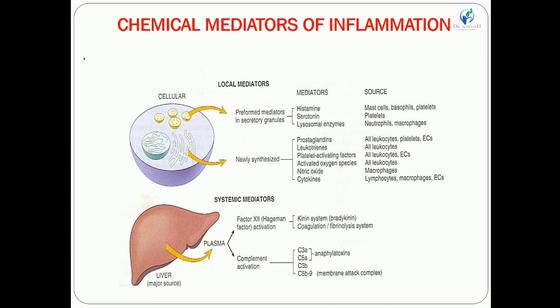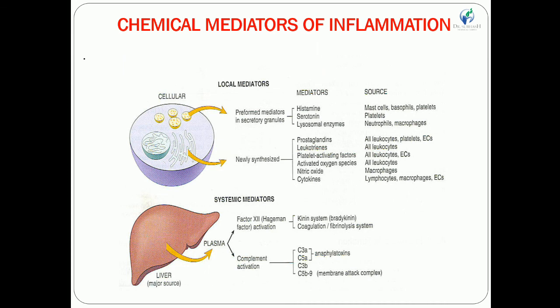Okay, so while considering cell mediators or cell derived mediators, they are also called local mediators. Here, as you can see in the diagram, they will be preformed mediators, present in secretory granules, and these granules are the ultimate storage house of such kinds of mediators. So here among the mediators we have histamine, which will be released from mast cells, basophils and platelets.